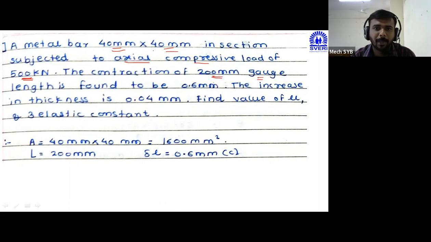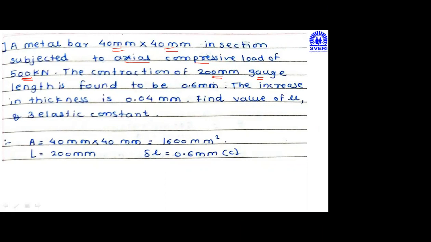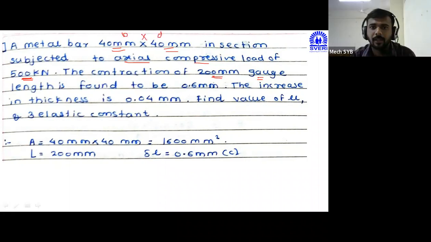Then what is about 40 mm by 40 mm? Which values are given? Length is separately mentioned. What is meant by 40 mm by 40 mm? Width and thickness, yes, area. Width and thickness means B into D. 40 mm by 40 mm means width B and depth D. Sometimes the value will be given as 200 mm by 40 mm by 40 mm like this.